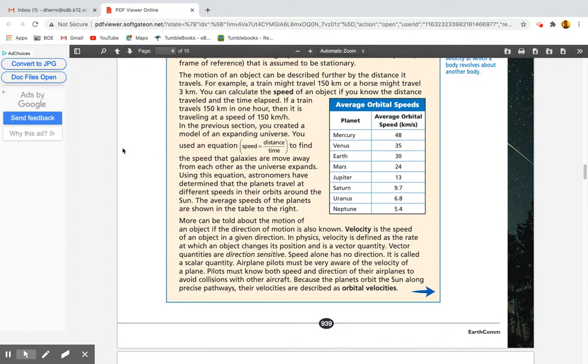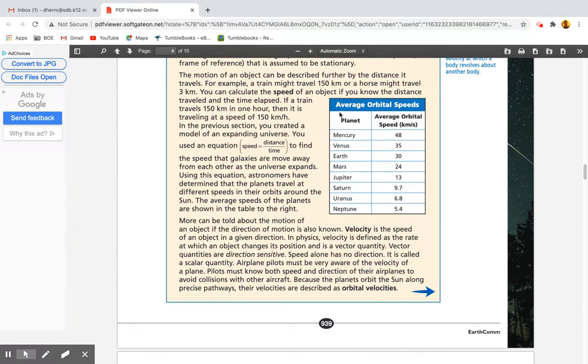In the previous section, you created a model of an expanding universe. You used an equation, speed equals distance over time, to find the speed that galaxies move away from each other as the universe expands. Using this equation, astronomers have determined that the planets travel at different speeds in their orbits around the Sun. The average speeds of the planets are shown in the table to the right.